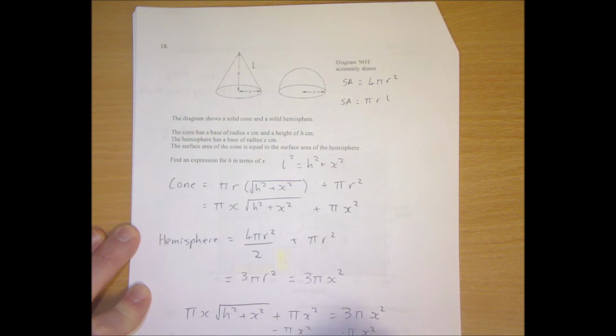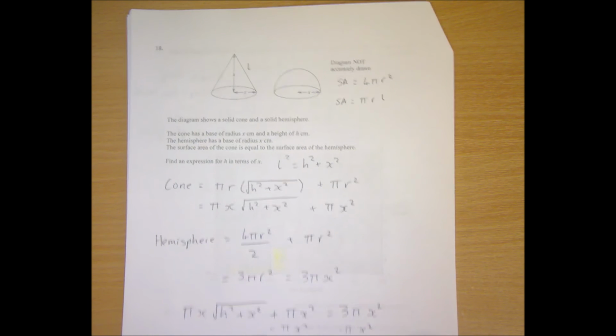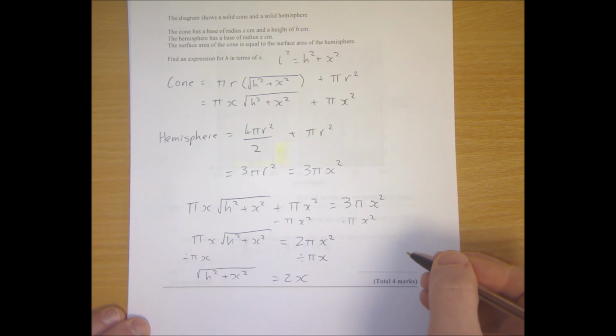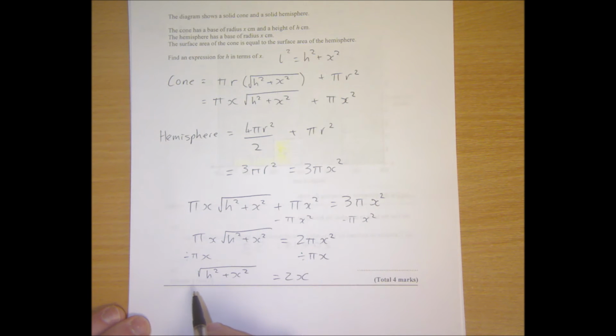I'm then going to divide by pi x to get rid of this in the front. So if I divide that by pi x, I'm left with the square root of h squared plus x squared, and that's going to equal 2x. I now want to get rid of the square root sign, so I'm going to square both sides.